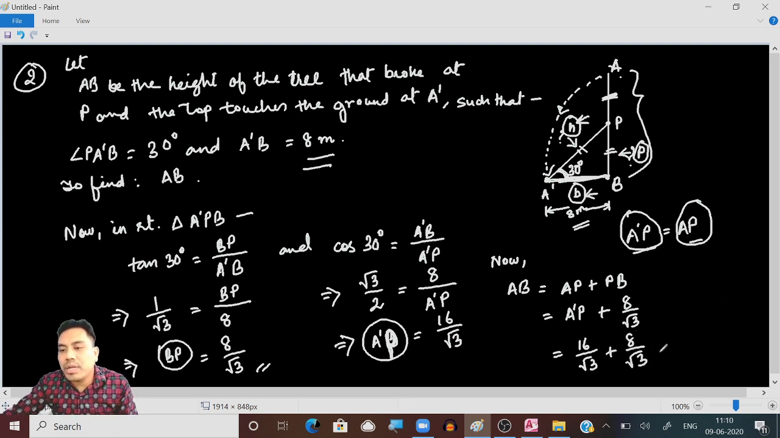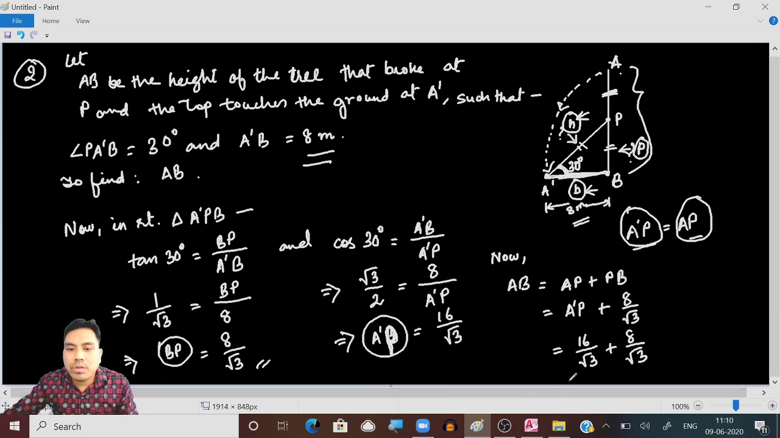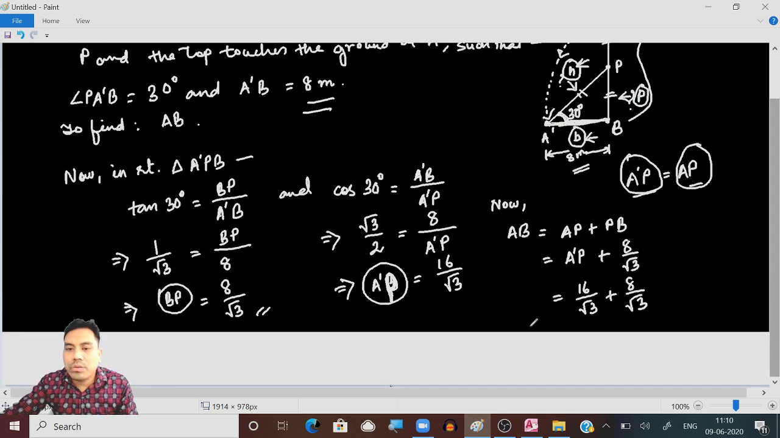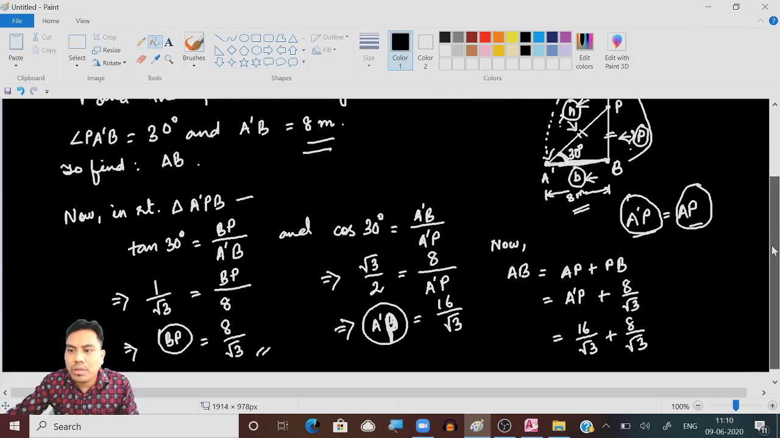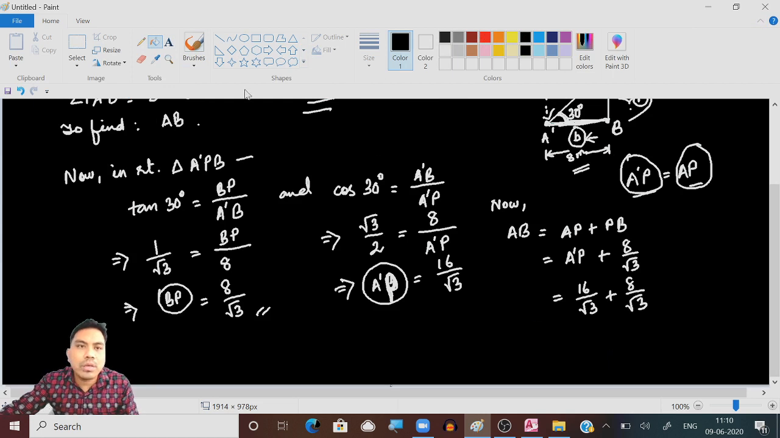Since the denominators are the same, we can directly add the numerators. So here 16 plus 8 will be equal to 24 by root 3.